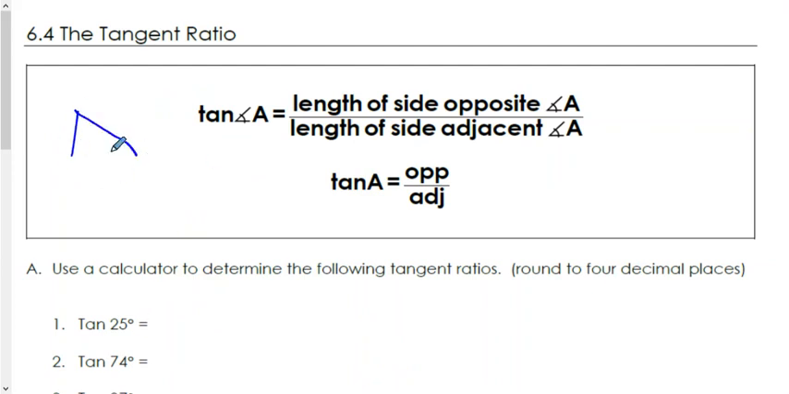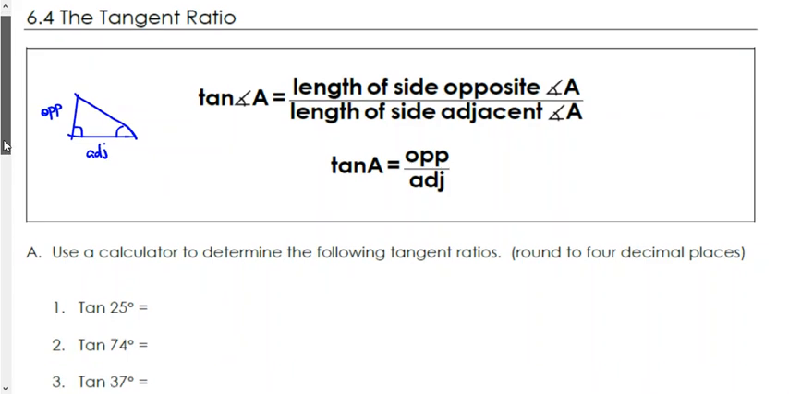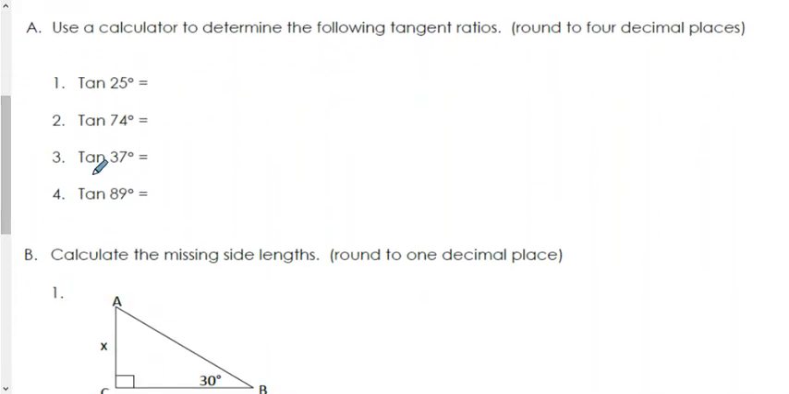So just drawing ourselves a quick look. Let's look at this angle. So if we're looking at this angle, I'm doing my opposite side divided by my adjacent side. So here's my hypotenuse. So I'll be doing opposite divided by adjacent to find my tan. Now we're going to use a calculator. We are going to determine the following tangent ratios, and we're going to round those to 4 decimal places, just like we've been doing with sine and cos.